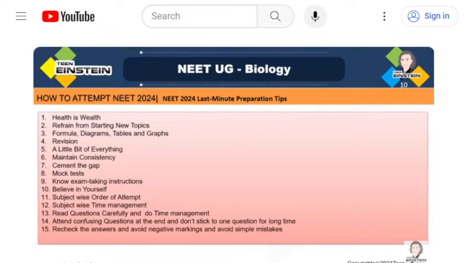In biology, the question pattern is such that direct questions will be there. So if you spend 40 to 45 minutes, or a maximum of 50 minutes, you can solve the biology questions. Then the chemistry questions will be a little easier compared to physics, so go to chemistry, attend that, then move to physics. Everything is according to your preference.